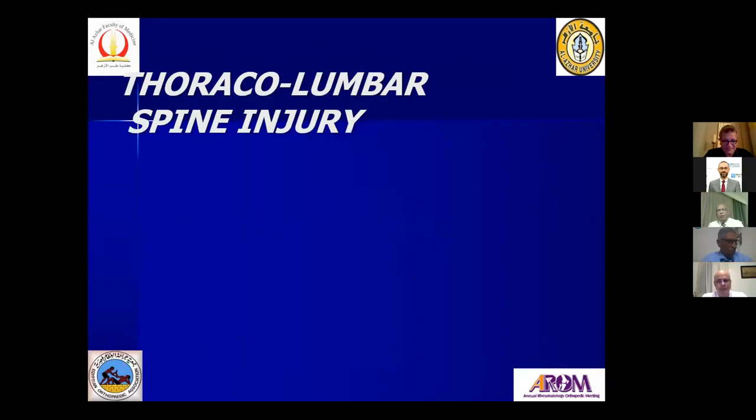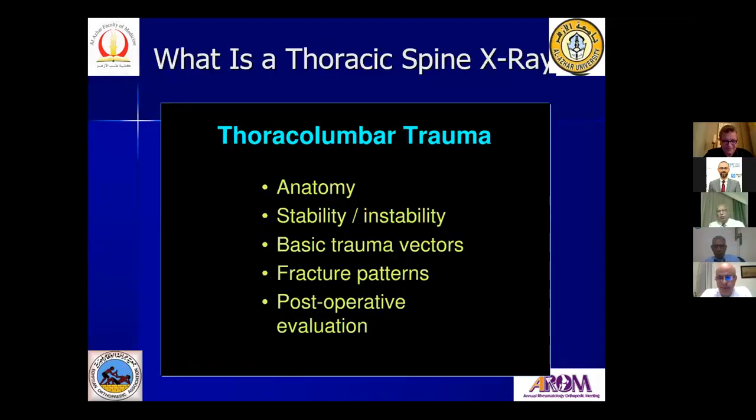What about thoracolumbar spine injury? It is very important, and you are missing a lot of injuries, and this is one of the complications. So know the anatomy. Look for the stability and stable spine. Basic trauma factors are very important. Fracture pattern is very important. Post-operative evaluation is very important.